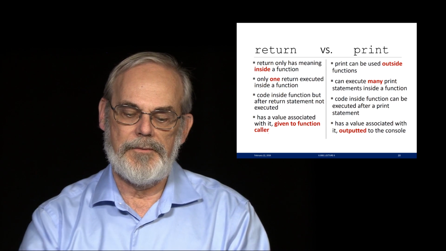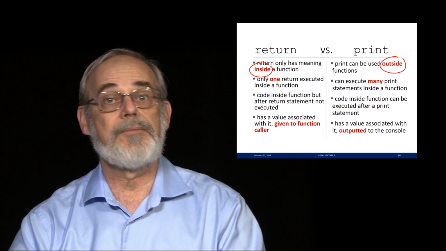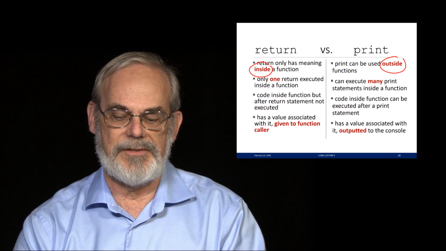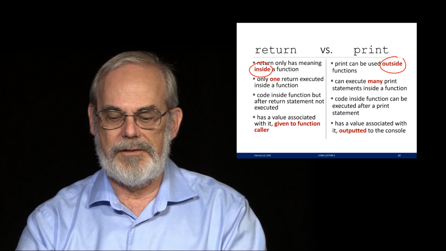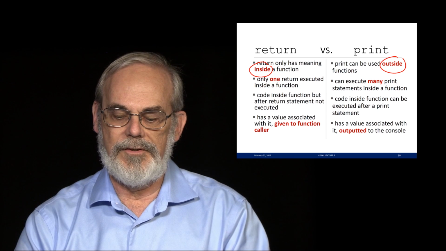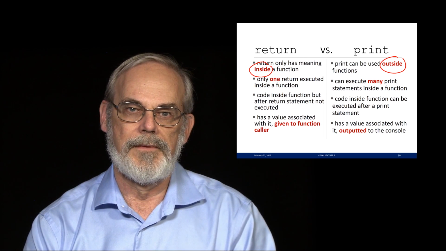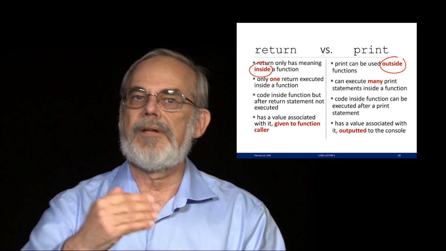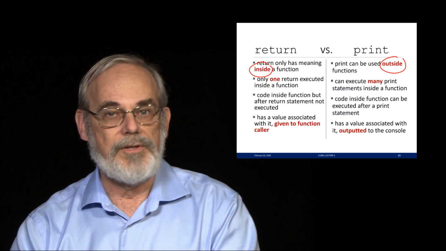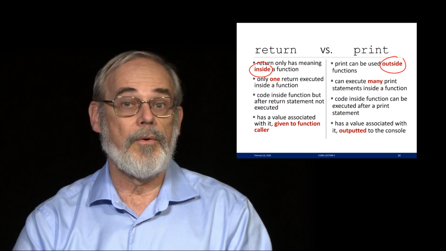By comparison, while return has a meaning only inside a function, a print can certainly be used inside a function, but it can also be used outside of a function. We've already seen that. We can also execute many print statements inside a function, and any code inside the function after that print statement can, in fact, be executed. Again, a print has a value associated with it, but it is simply output directly onto the console rather than being returned. So prints are going to be handy to have us pass information back to the user to let them know the status of a computation. Return is the way in which I'm going to get a value back to somebody who asked for it, whether it's me as the user or some other function call.